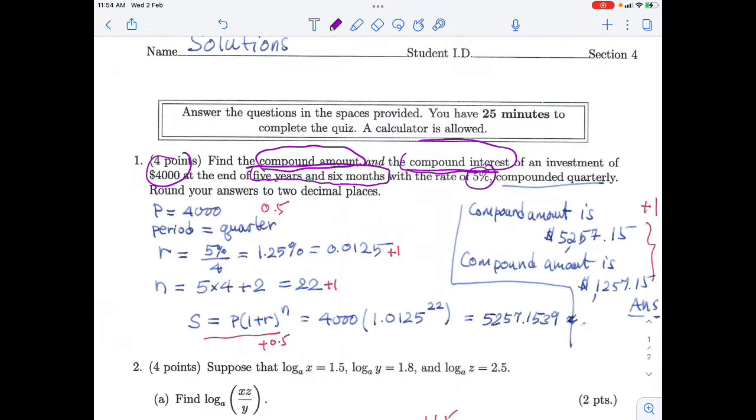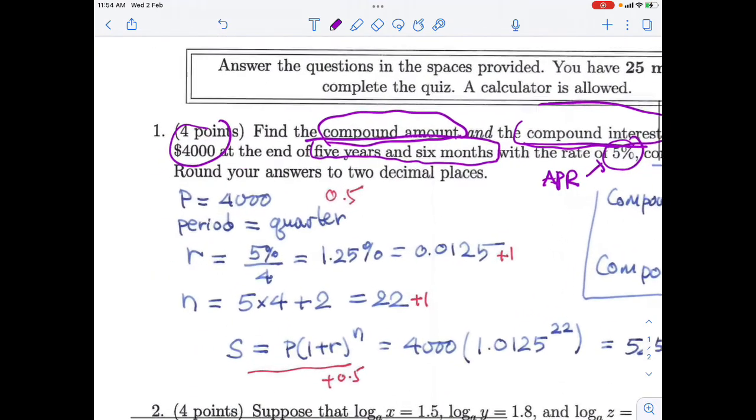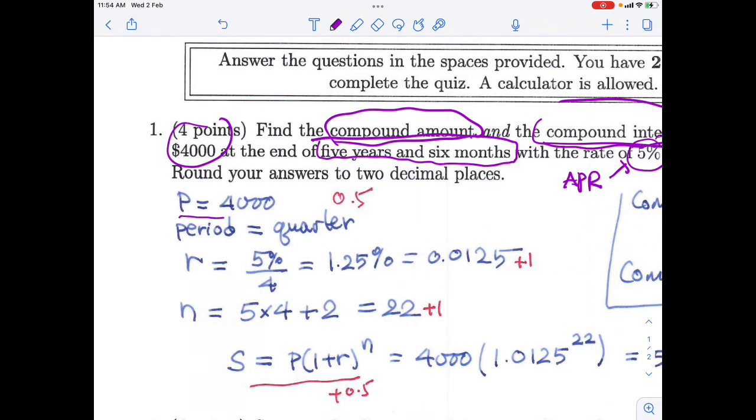Remember, this is annual rate or annual percentage rate, or APR. Compounded quarterly, right? Okay, round your answer to 2 decimal places. Okay, so first the principal P is 4,000. Now it's important that you have to determine the period. So one period is 1 quarter.